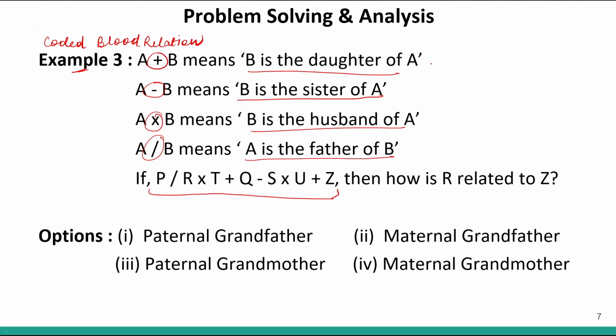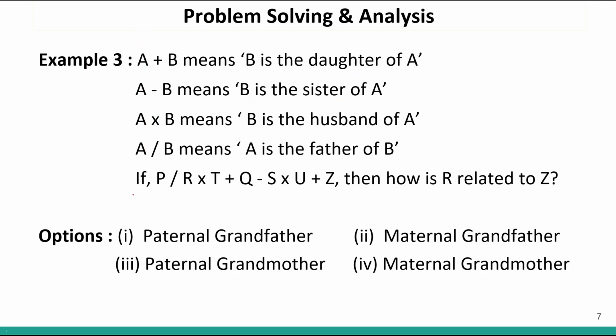Now, let us see. P divided by R means P is the father of R. So if P is over here, he is the male and he is the father of R. Okay. R into T means T is the husband of R. If T is the husband of R, then T will be male and R will be female. Now, T plus Q means that Q is the daughter of T. So Q will be female.